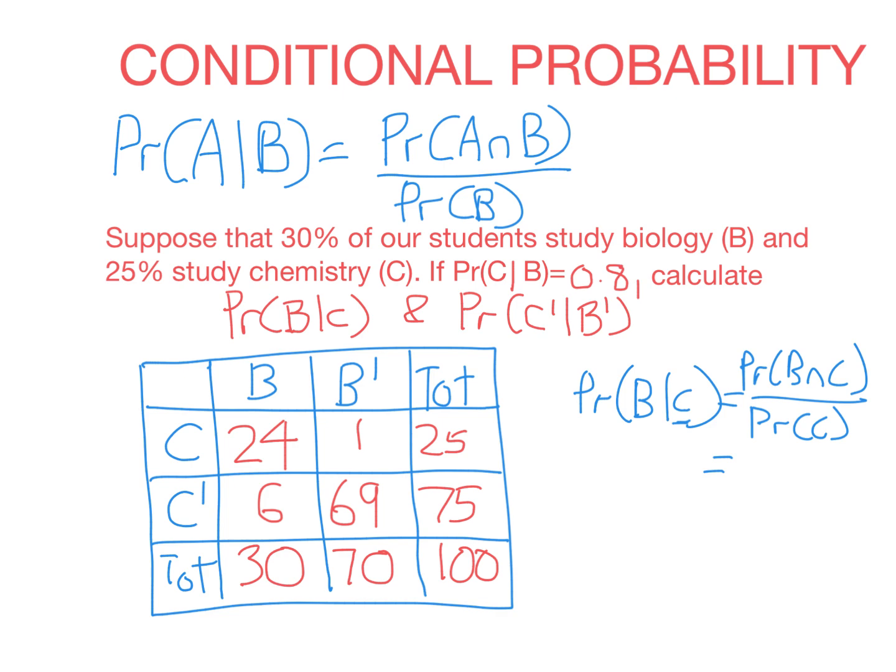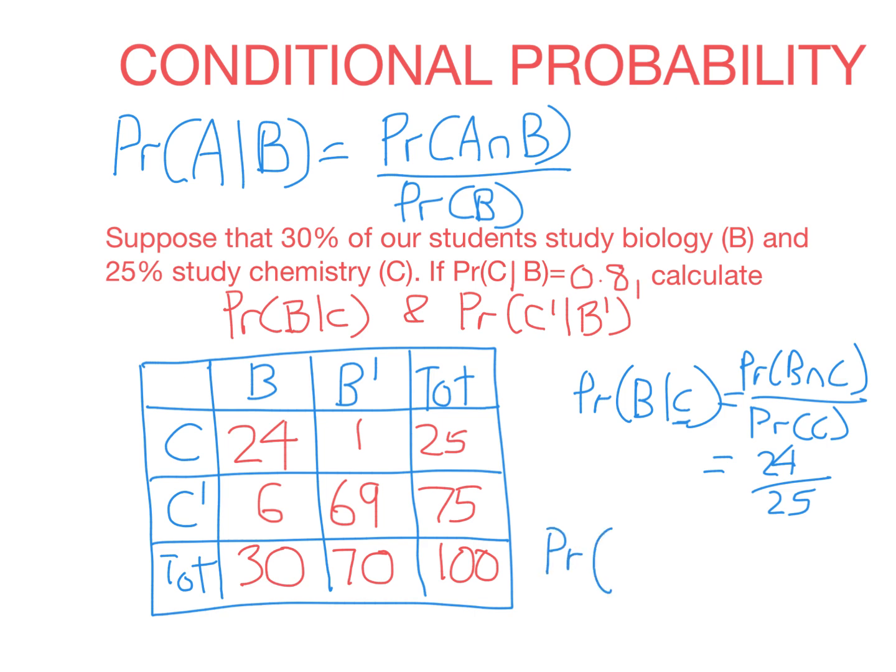So B and C is this cell here. There are 24, or 24%, of students studying that, and that's out of 25 chemistry students. Another way you can look at it, there are 25 choices for chemistry, 24 of them study biology, so it's 24 over 25, or 0.96.